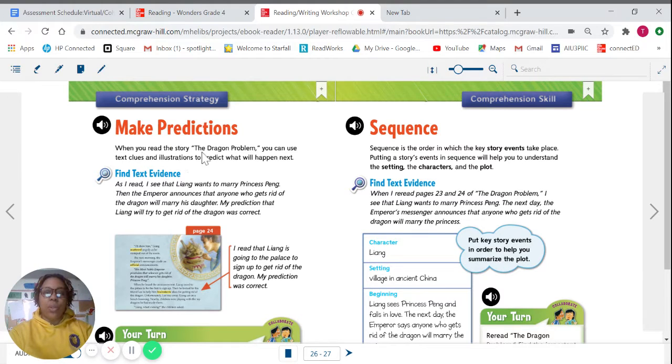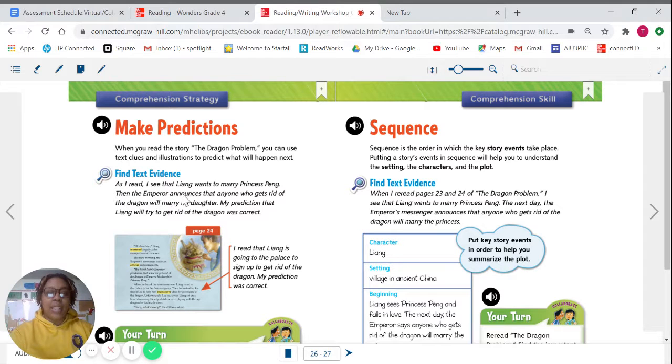So, when you read the story, The Dragon Problem, you can use text clues and illustrations to predict what you think will happen next. If we look at the pictures as we read, those can help us indicate what might happen next. And it can help us make good predictions, things that actually make sense and follow along with the story. Other things we can do would be finding text evidence.